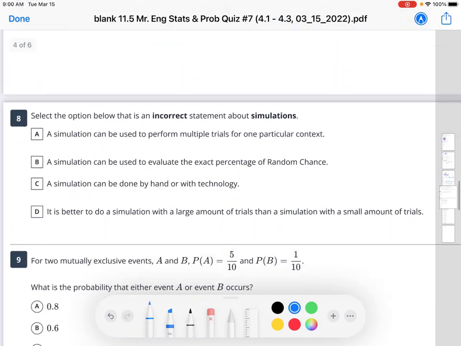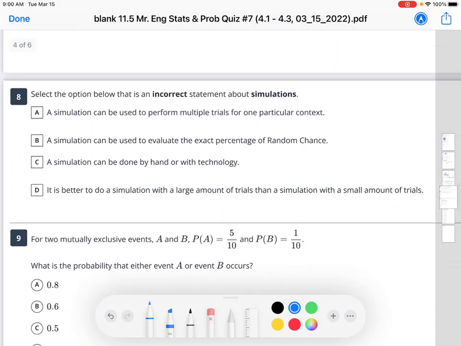Question number 8. Select the option below that is incorrect or wrong about the simulations. A, simulation can be used to perform multiple trials from one particular context. I'm going to write A as true and X as wrong or incorrect. So yes, you can keep doing a simulation, right? Like, will it snow? There's a 30% chance that it snows today in the mountains. And you keep performing the simulation and you get an idea over multiple times.